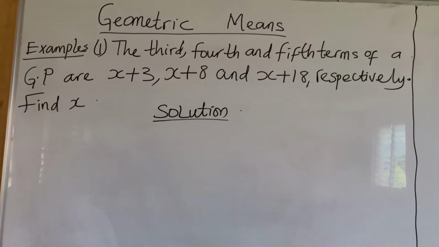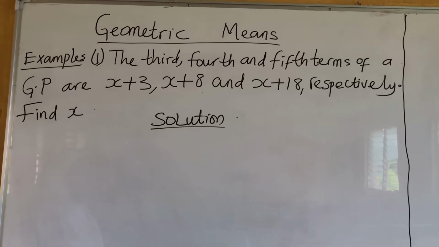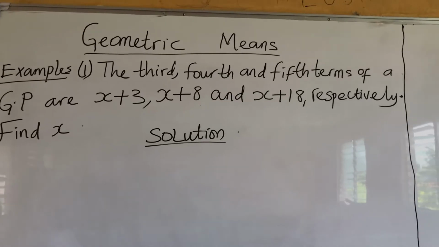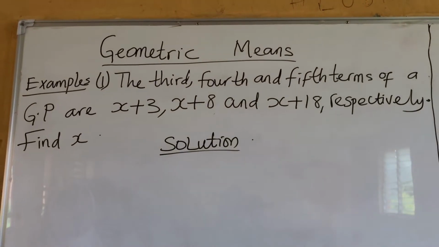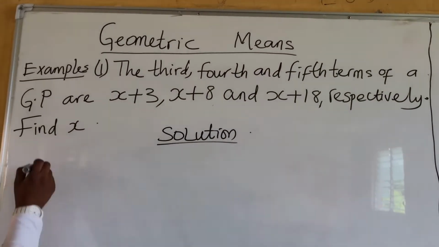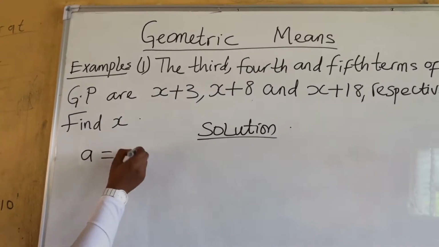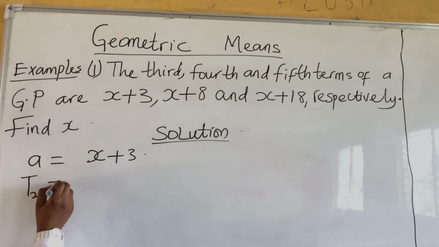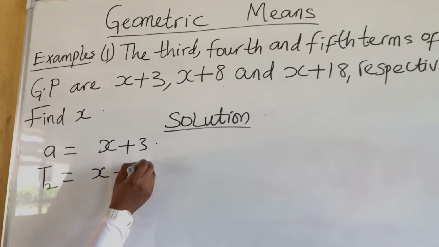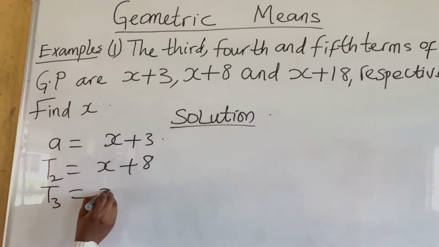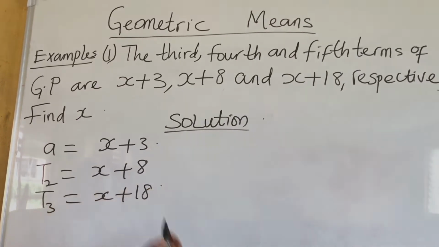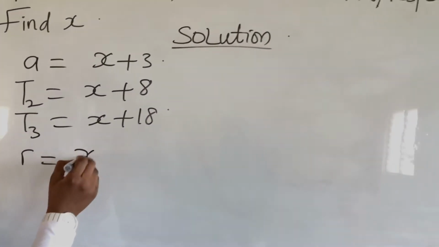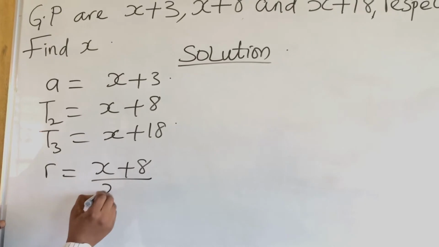Example 1. The third, fourth, and fifth terms of a GP are x plus 3, x plus 8, and x plus 18, respectively. Find x. So here, the first term is x plus 3, the second term is x plus 8, and the third term is x plus 18. Now, we need to find the common ratio.